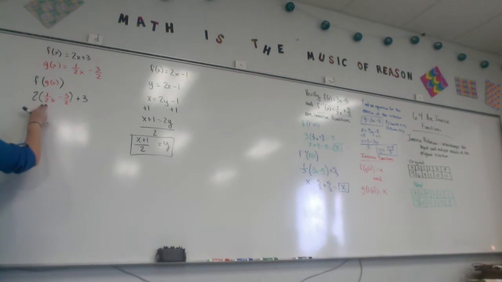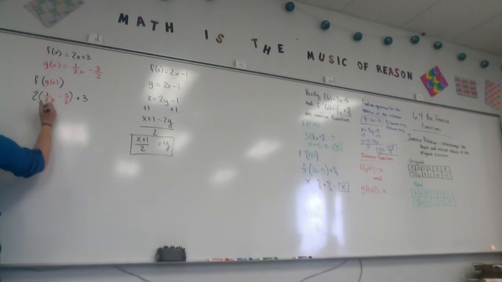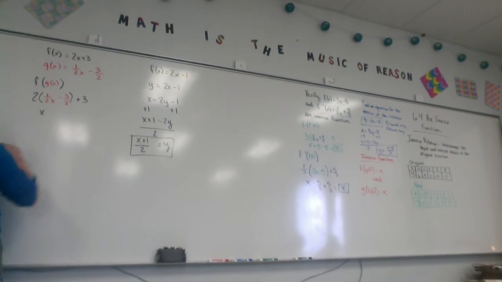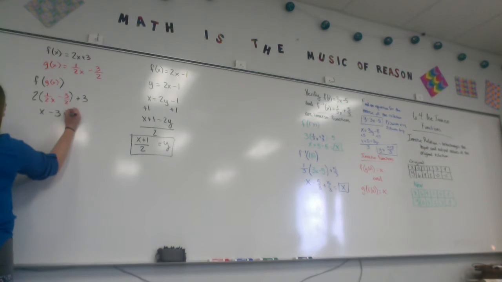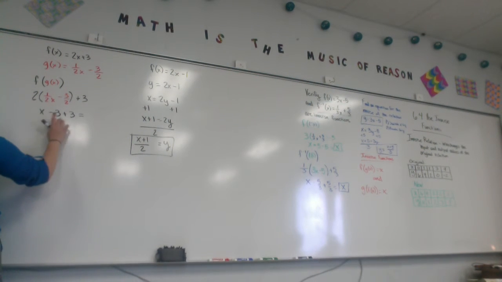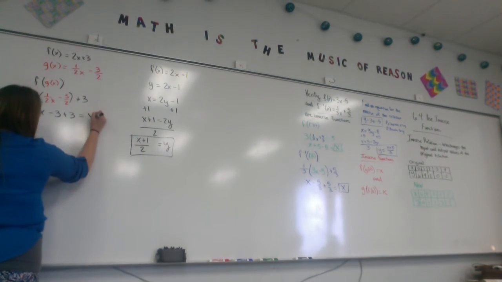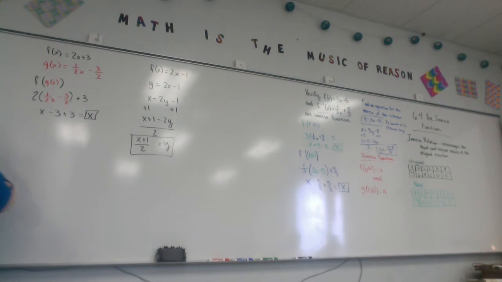What's 2 times 1/2 x? X. What's 2 times negative 3/2? Negative 6/2, which is negative 3. Negative 3 plus 3. So x minus 3 plus 3 gives me x. Now, what do I have to do to continue to verify it? Do the other one.